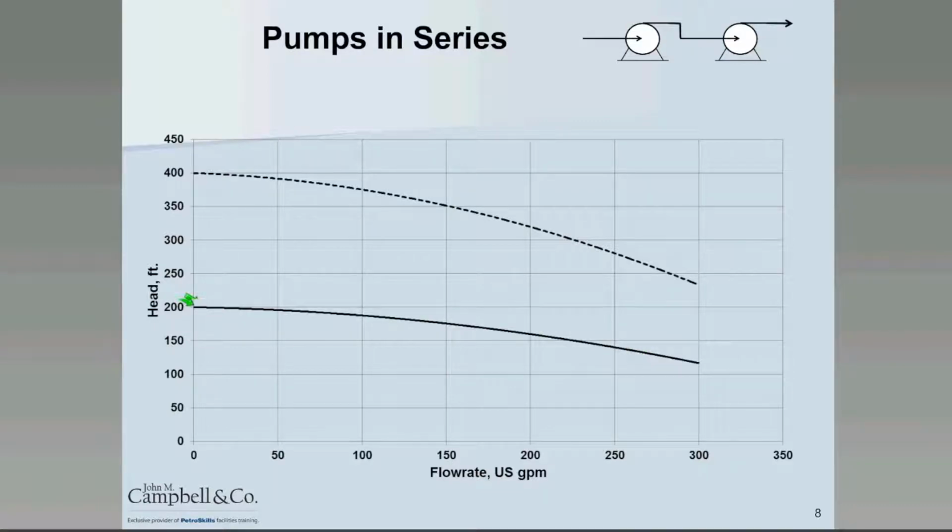vertically. So at any one flow rate, you can see here at 0 GPM, two pumps would generate 400 feet. If we look over here at about 220 GPM, we end up with about 300 feet of head. So it's key to note that the heads here are added vertically. The challenge in this process is that the pump curve now drops fairly steeply.